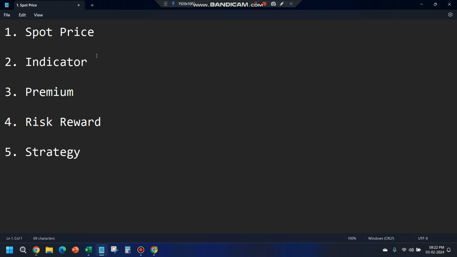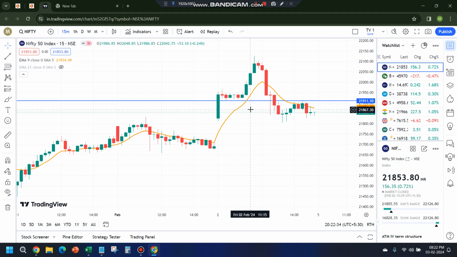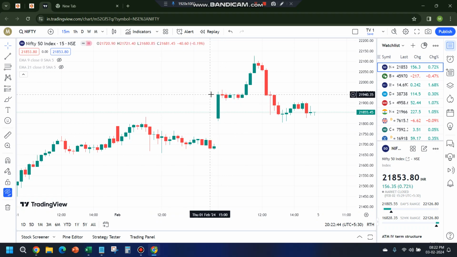So, quickly jumping on to the first method of how to decide a stop loss, right? I'll give you an example through a chart so that it's easier to understand. Okay, so I'll hide these indicators for a moment. I'll hide the drawing as well. Okay. Let's say today is Friday and market is going on, right? So how to decide stop loss based on spot price?